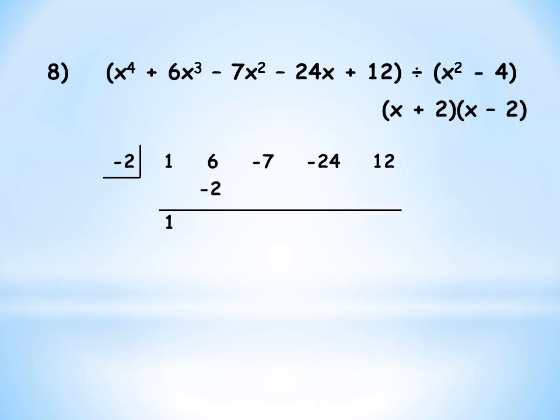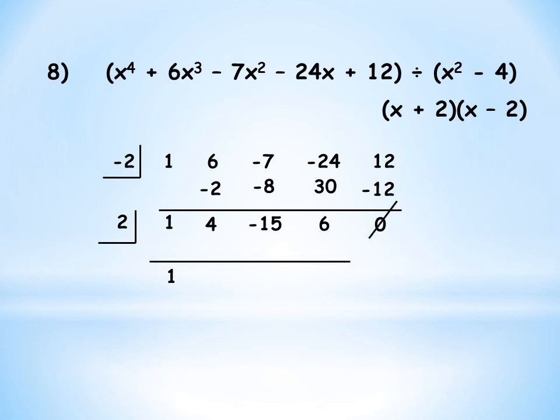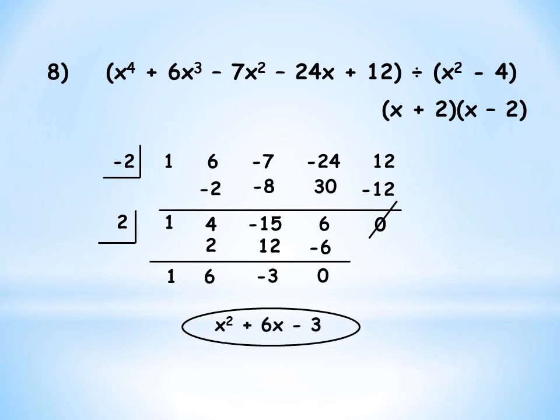Bring down the 1, multiply, add, multiply, add, multiply, add, multiply, add. When you're doing it twice, this first one should always come out with a remainder of 0. I'm going to just carry these same coefficients, and I'm going to do synthetic division all over again. Bring down the 1. I'm going to multiply, add, multiply, add, multiply, add. I started with an x to the 4th, but now I did synthetic division twice, so I divided out 2 x's. So I know my final answer is going to be an x squared. So x squared plus 6x minus 3.